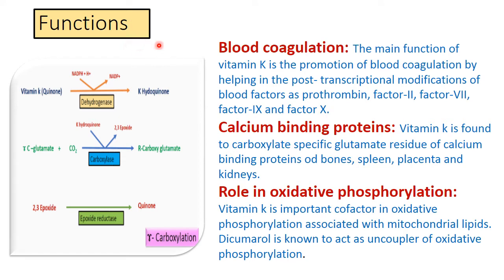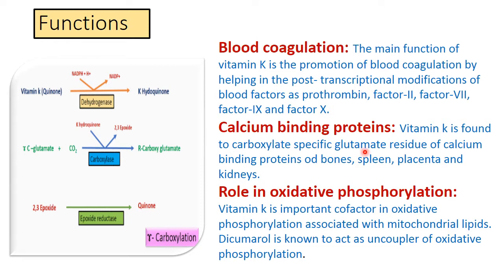Now functions. The important function of vitamin K is in blood coagulation. The main function is in blood coagulation, as it helps in the post-translational modification of blood factors such as prothrombin, factor 2, factor 7, factor 9 and factor 10. We will see all these reactions of blood coagulation in detail in the next slide.